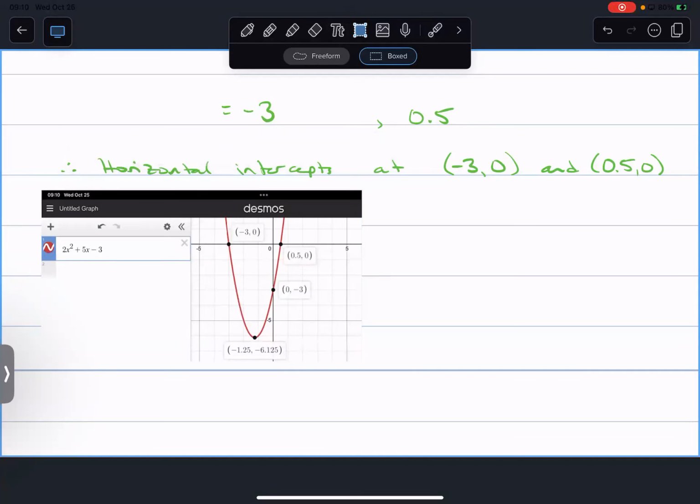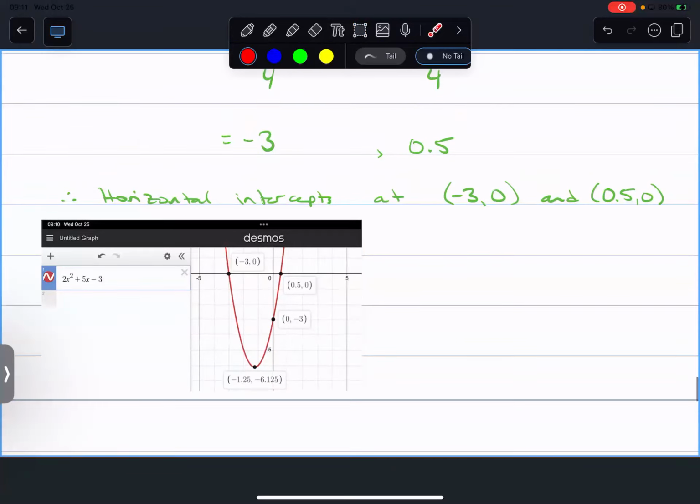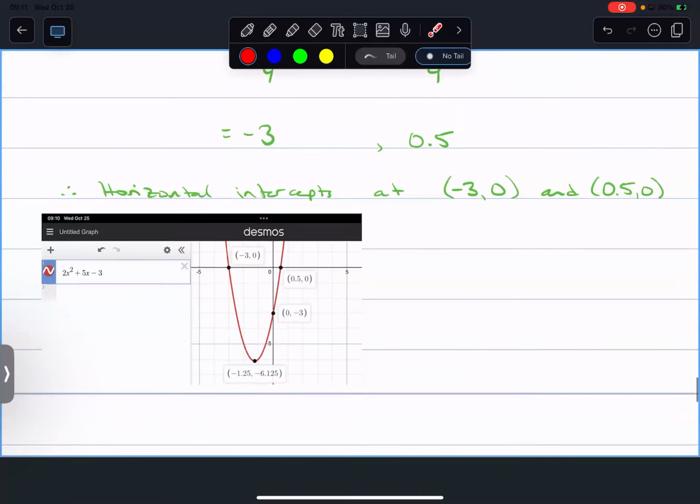So we can always confirm it with Desmos if we have it, right? Especially if you're working on an assignment, then you can check your work, and that's always a good idea. But the quadratic formula is going to save you some time trying to find those intercepts, right? Especially if you have a quadratic in standard form.